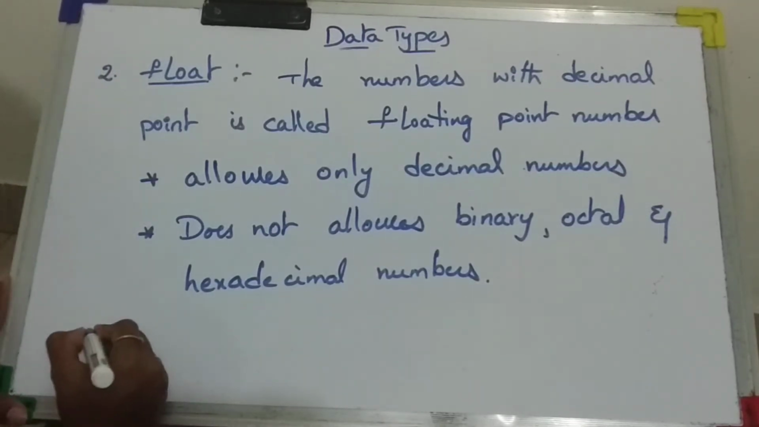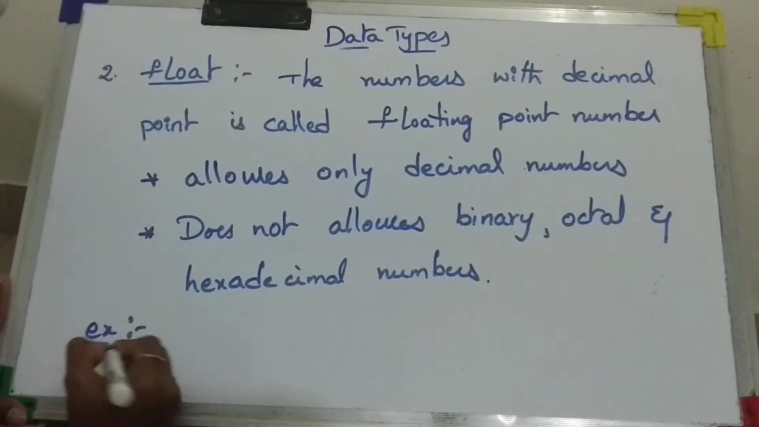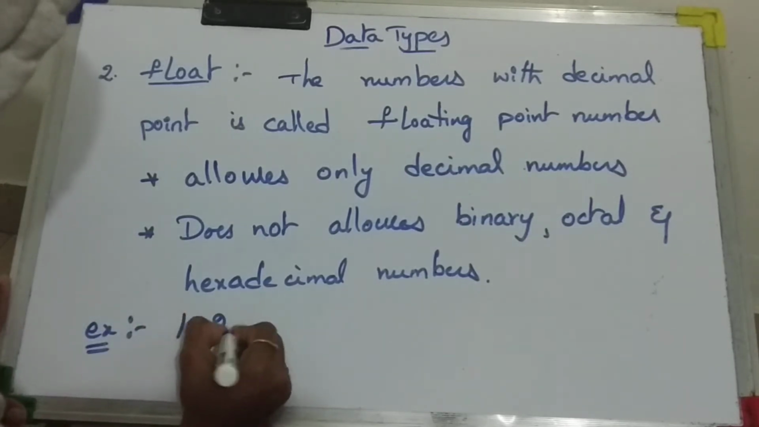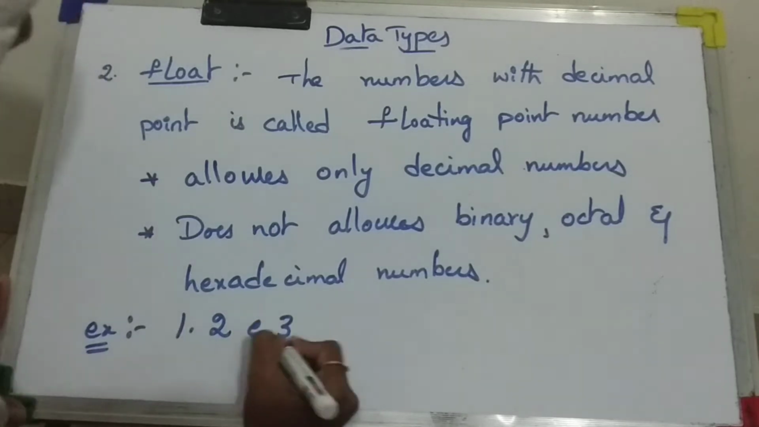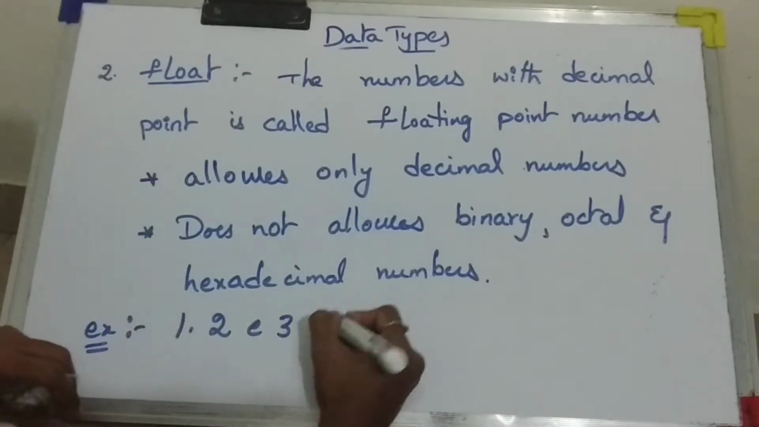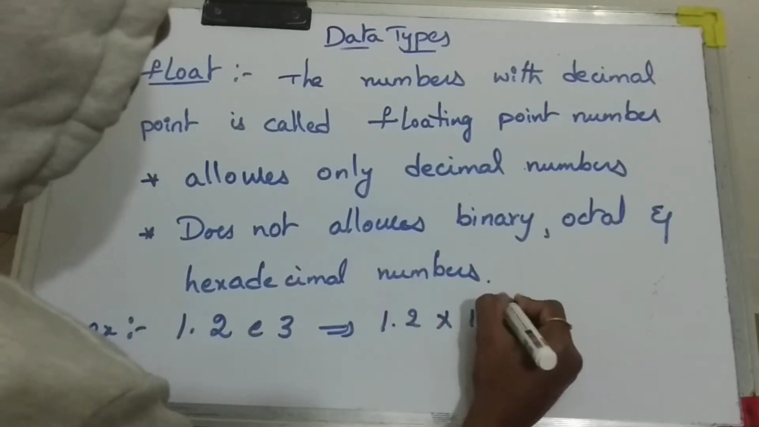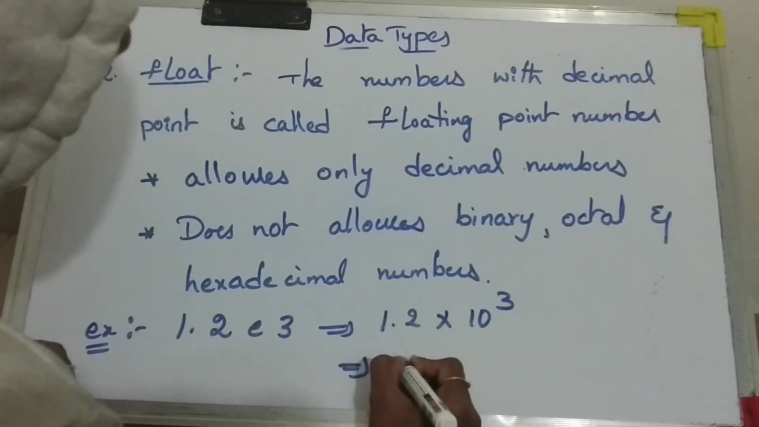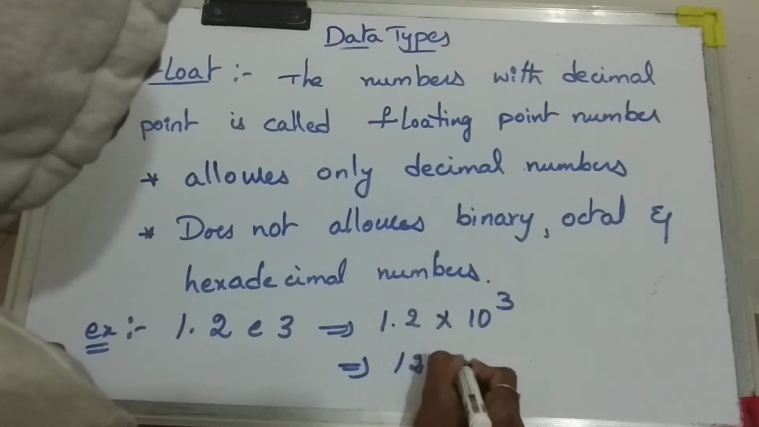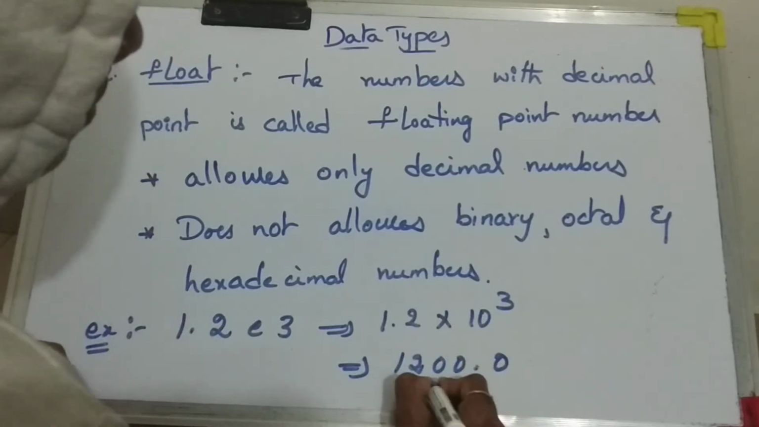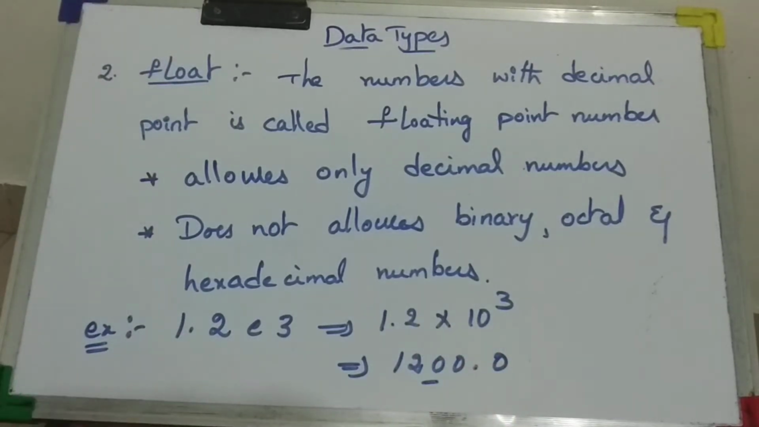For example, it allows 1.2 e power 3. E power 3 means 10 to the power of 3. For example, 1.2 into 10 to the power of 3, you get the answer 1200.0. This is another way of floating point.